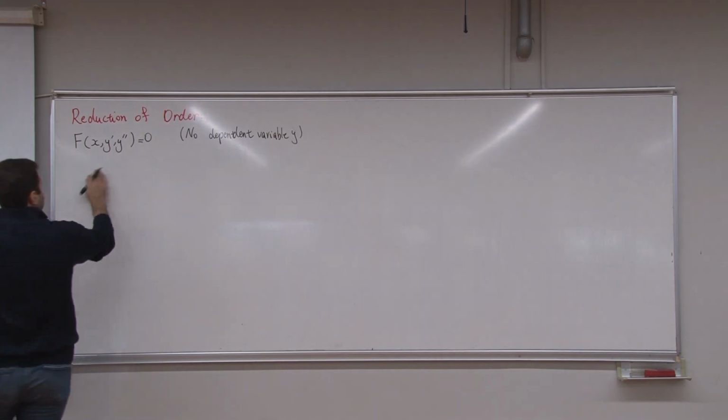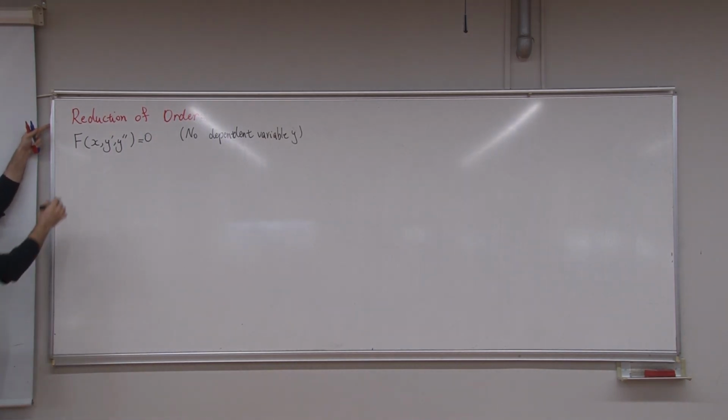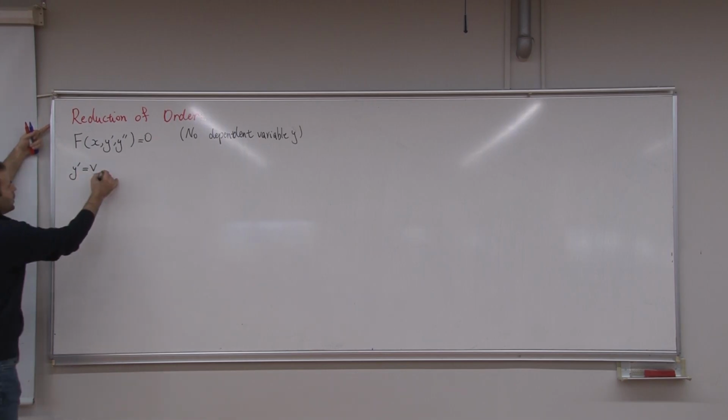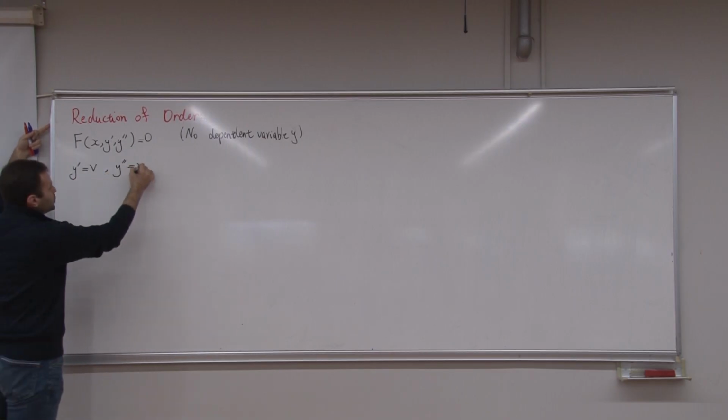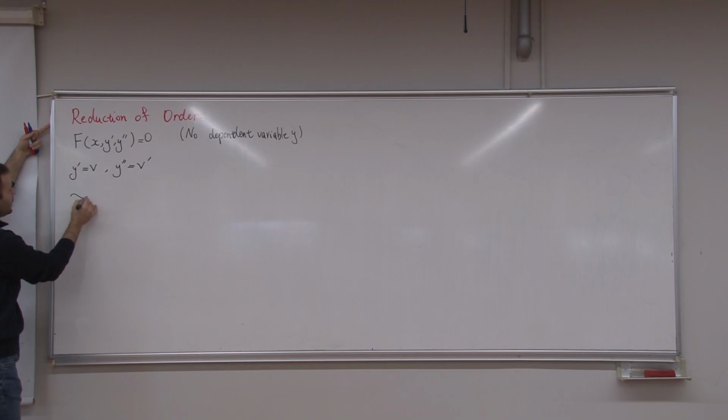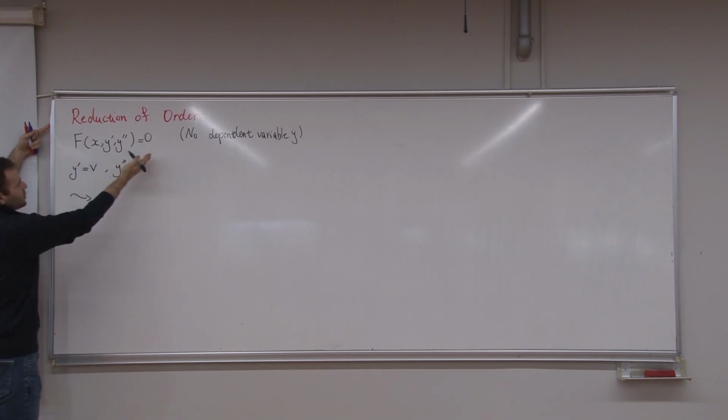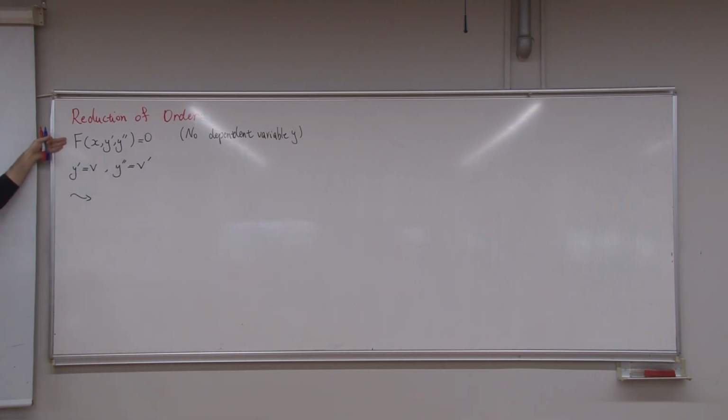What will happen in this case? We can just take y prime as a new variable. Let's call it v. What will happen to our second derivative if we take this? It is going to be v prime.